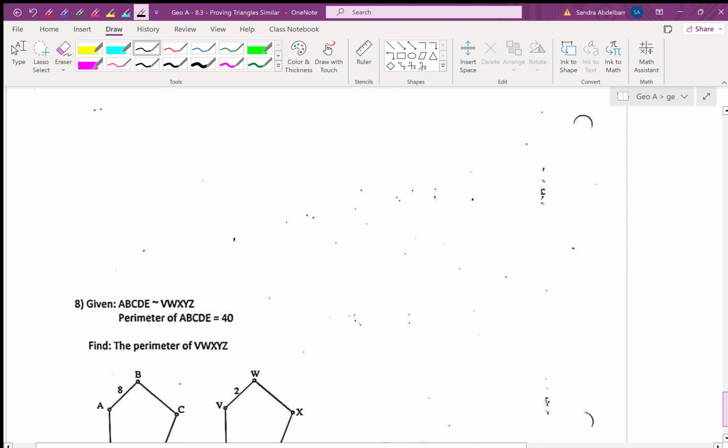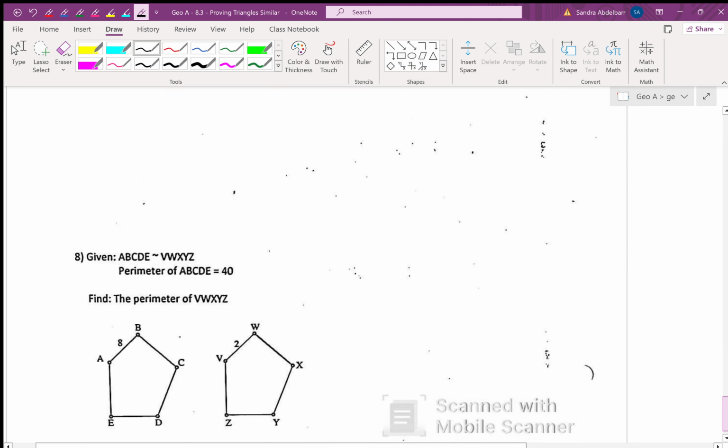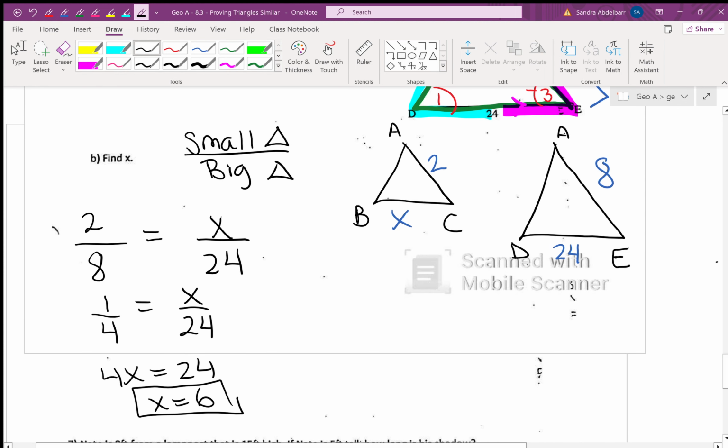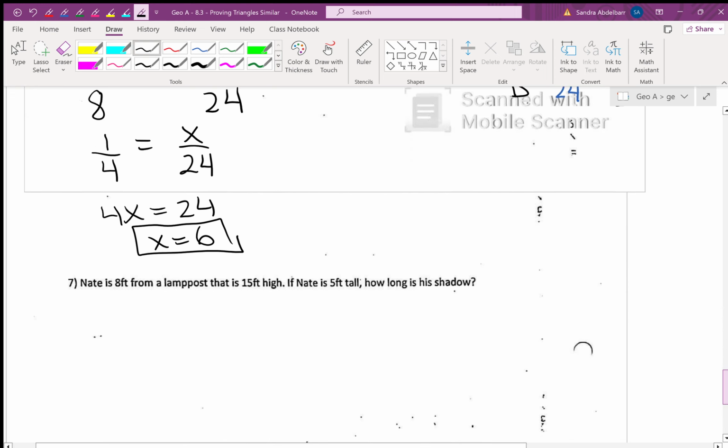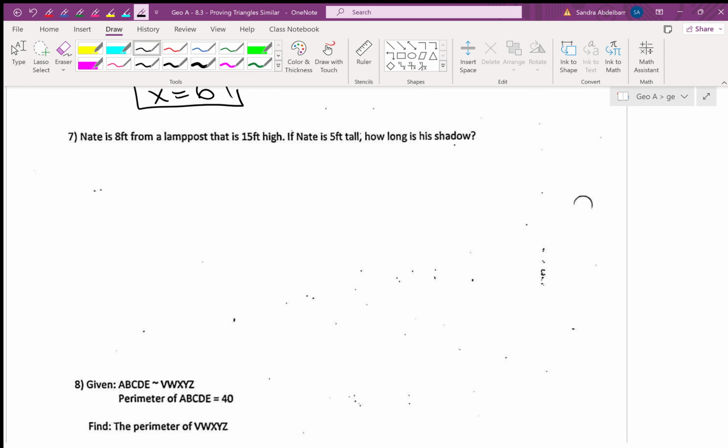All right, two more questions. Anybody still copying this one down? We're okay? All right. Nate is 8 feet from a lamppost that is 15 feet high. If Nate is 5 feet tall, how long is his shadow?